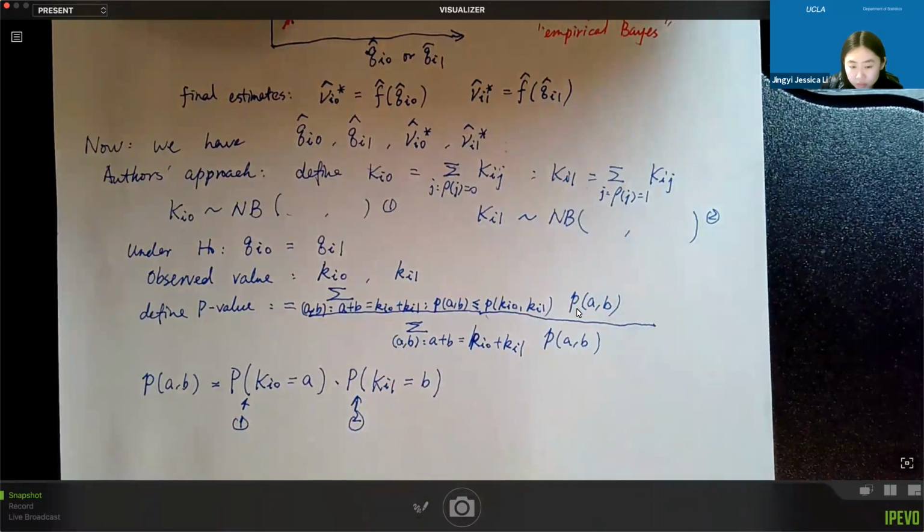So do you see what is missing here, or what do you think is a problem here? I can tell you that whenever I saw this p-value, I was very confused myself. I don't know why this is a valid way of defining the p-value. So that's why I'm presenting this to you guys for your examination and judgment.